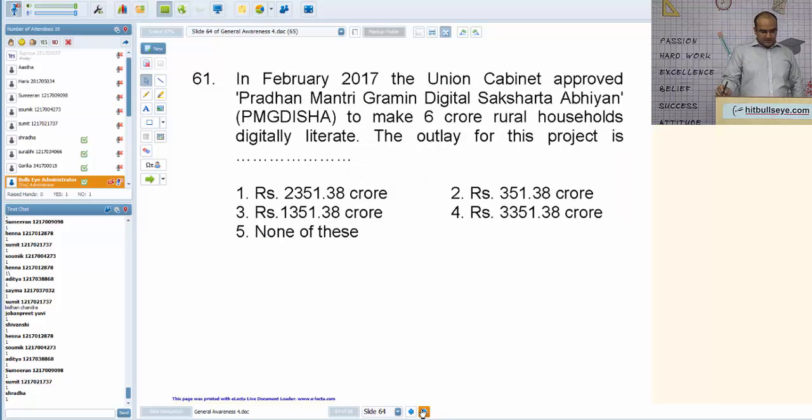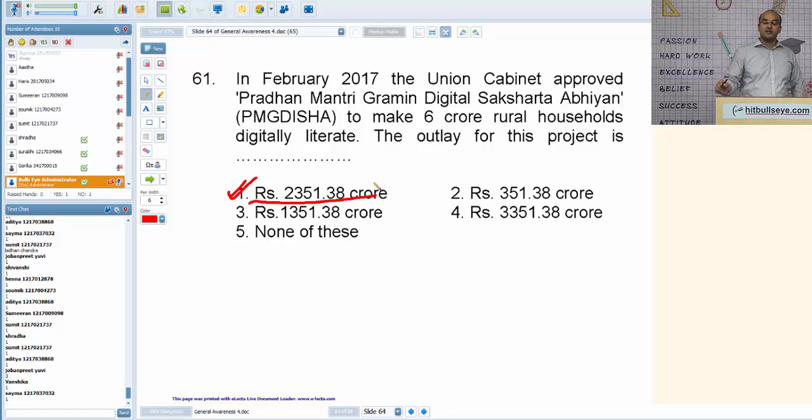Next, in February 2017, the Union Cabinet approved Pradhan Mantri Gramin Digital Saksharta Abhiyan PM Disha to make 6 crore rural households digitally literate. Outlay for this project is, so the answer to this one is 2,351.38 crores. So although it is very unlikely that such a purely memory based question will be asked in your exam, you have to be prepared for any kind of questions.